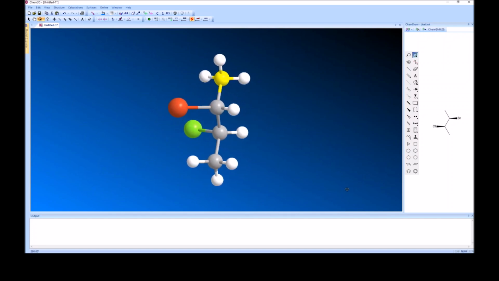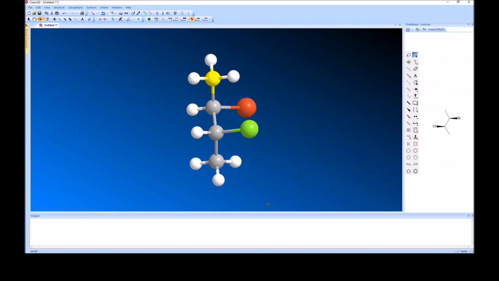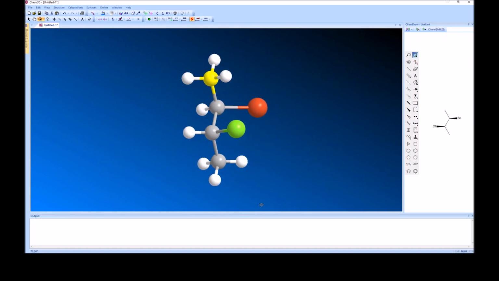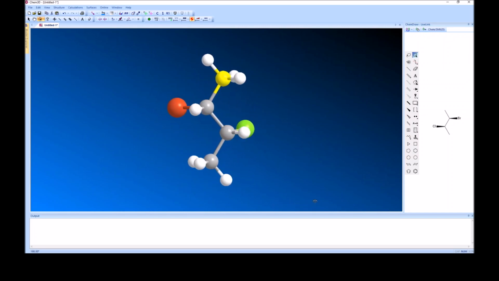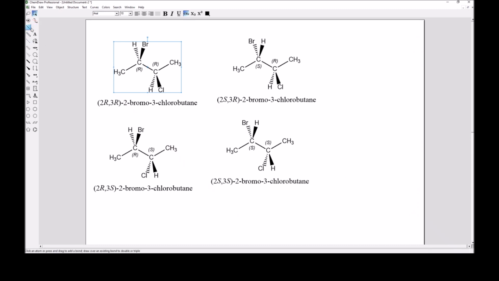And with the Fischer projection, then what you do is you give each of the chiral centers its moment in the sun. And in order to appreciate that, I have carbon number 1 up top, and I have carbon number 4 on the bottom. Okay? So this right now is the start of what Fischer wants us to do when we're thinking about Fischer projections. Now I'm going to come back to ChemDraw 2D and show you what that looks like in a Fischer projection.